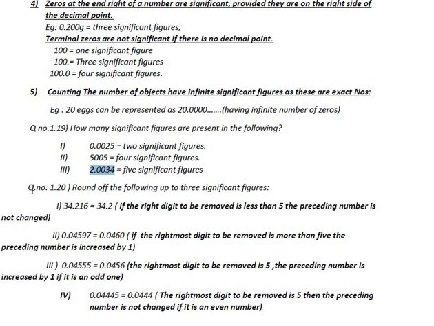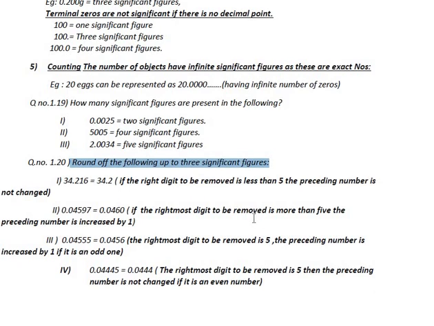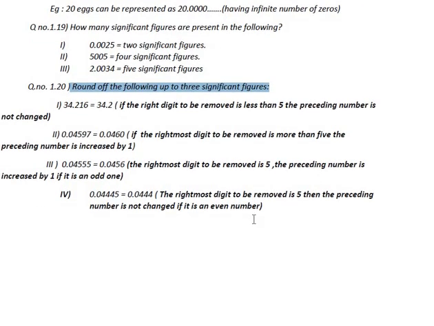2 and 4. Now, next is question number 1.20. In this question, you have to round off the following up to 3 significant figures. By doing this question, we will also learn the rules of rounding off a significant figure. So, let us discuss the first one. The first question is, you have to round off 34.216 up to 3 significant figures. So, the first 3 significant figures will be 34.2. We don't need to round off this one, it will remain as 34.2.